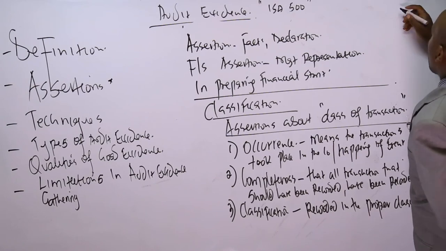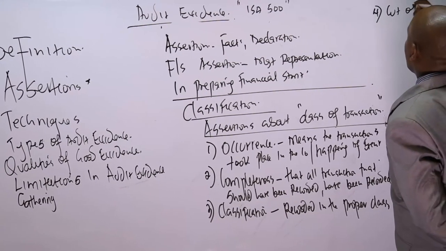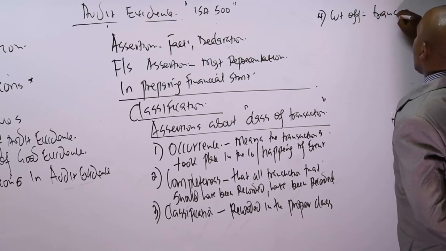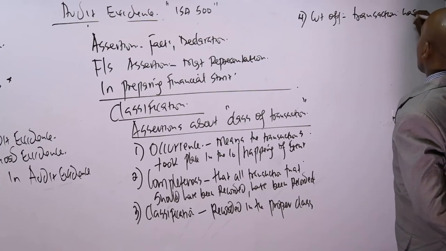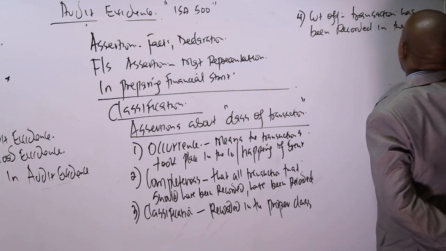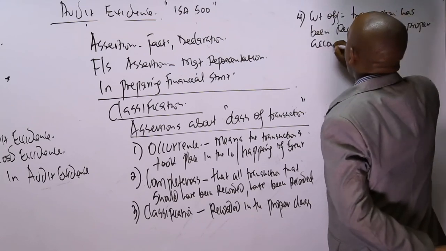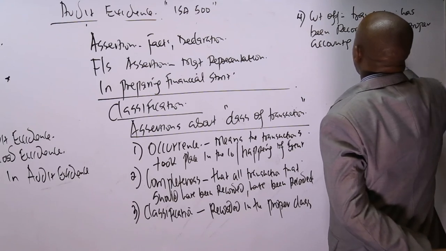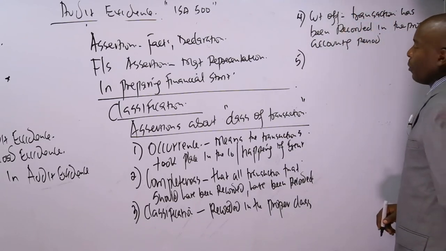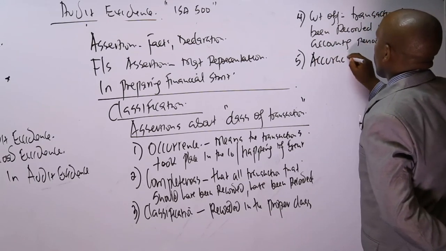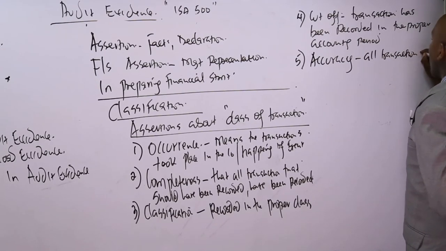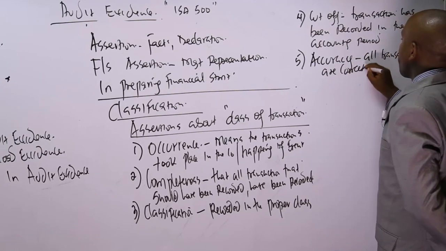We can also introduce other assertion, number four, which is going to be cutoff. Cutoff means what? It means a transaction has been recorded in the proper accounting period. We can also introduce another assertion, number five. And assertion number five will mean that all transactions are correctly recorded.